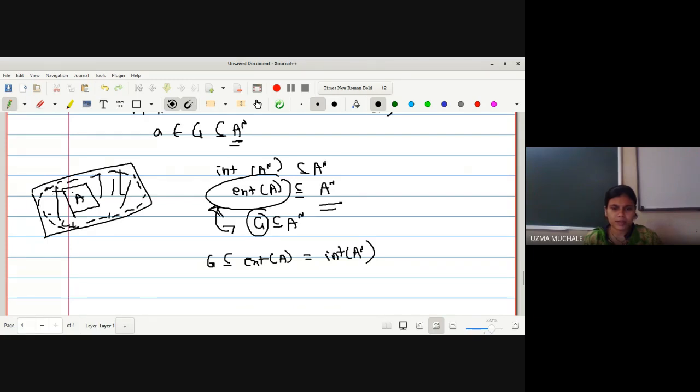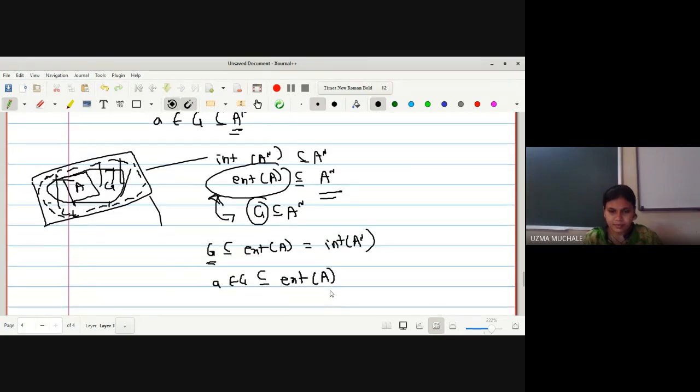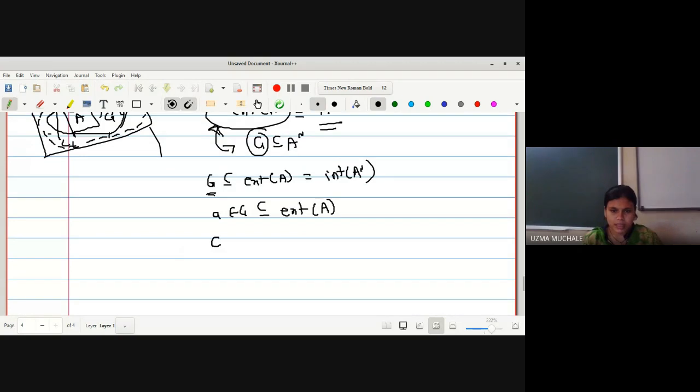This is the interior of A complement, and we have another set G which is contained in A complement. G is always contained in the interior of A complement, or we can say the exterior of A. Right? So if G is contained in the exterior of A, what is given to us? A belongs to G, and G is contained in the exterior of A. So hence I can say now A belongs to the exterior of A.